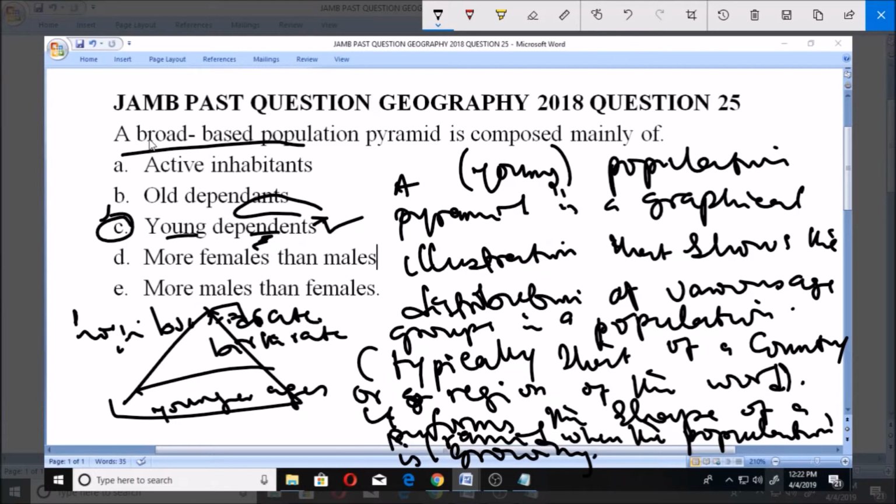So whenever you talk about a broad-based population, a pyramid of this nature with younger ones at this place, you have younger ones growing very fast, ensuring a young population, and that makes option C the right answer.